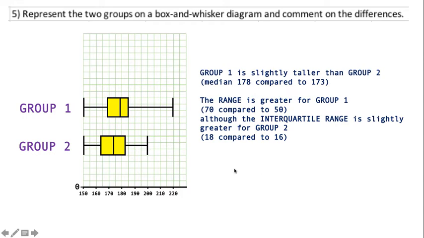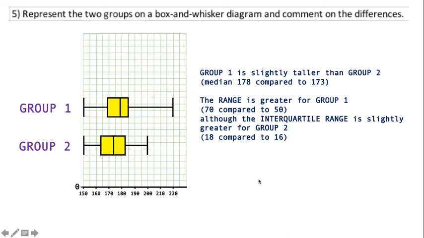In a classic box and whisker plot exam question, you're looking to make 2 comments and support them with data. You're looking to make a comment about the central location of the data. So group 1 is slightly taller than group 2, and you can see that by comparing the medians. The median for group 1 is 178, whereas for group 2 the median is only 173.